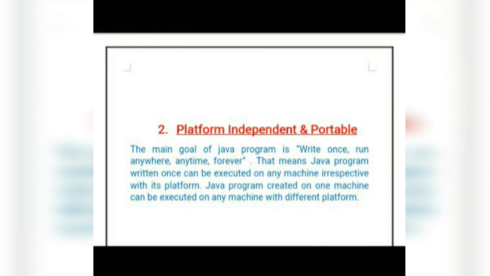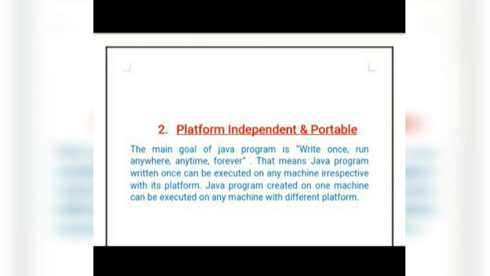Now, the second is platform independent and portable. My dear friends, the main goal of Java program is write once, run anywhere, anytime, forever. That means a Java program written once can be executed on any machine irrespective of its platform, and that's the reason why Java language is famous.